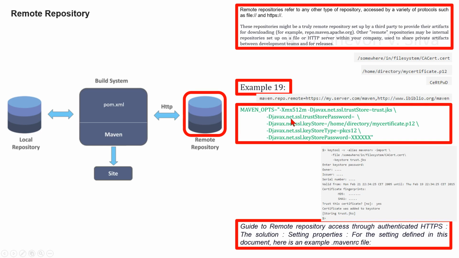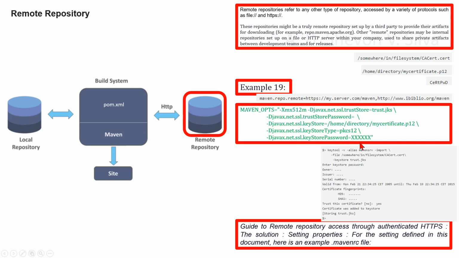javax.net.ssl.trustStorePassword, the password protecting the store. javax.net.ssl.keyStore, the path to the key store where the user's private key is stored. javax.net.ssl.keyStoreType, the type of storage of this store may be either JKS, the default, or PKCS12. javax.net.ssl.keyStorePassword, the password protecting the store.